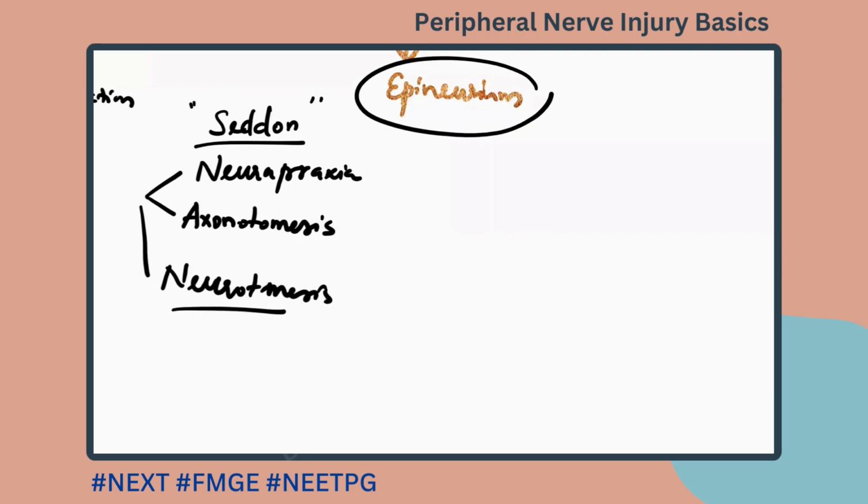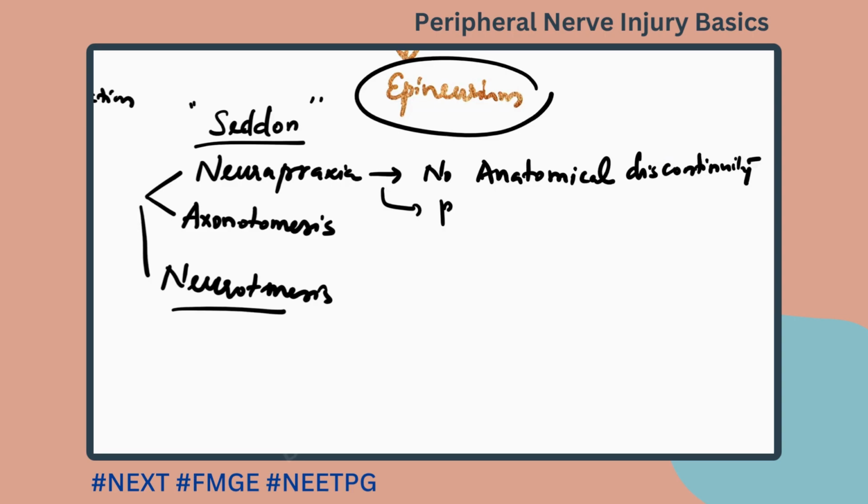Now what is neuropraxia? Here there is no anatomical discontinuity. There is only physiological stretching of the nerve. And this kind of nerve injury is seen in Saturday night palsy.